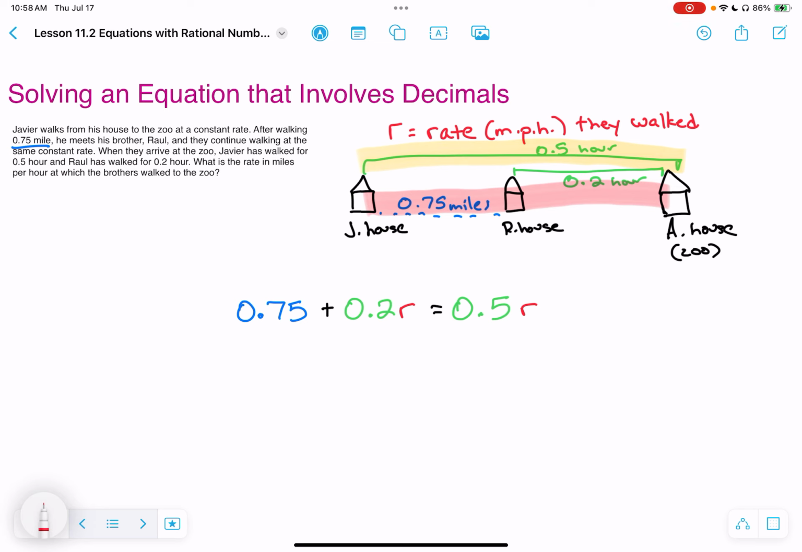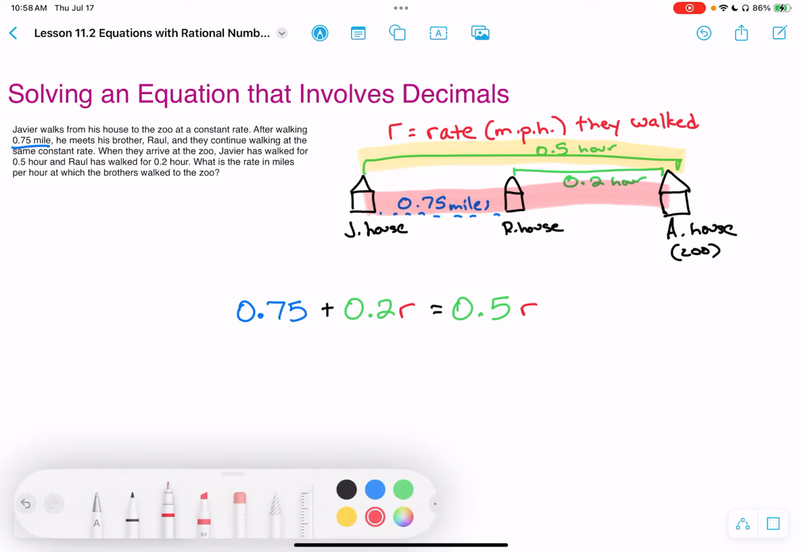So when we put the equal sign between them, one side of the equal sign has the 0.5 hours, and the other side has the 0.75 miles plus 0.2 hours. So that's why the 0.75 goes on Raul's side of the equation. Because to make the two lines equal, we have to include the 0.75 miles between Javier's house and Raul's house to make the distances equal. I hope that makes sense. It's why it's important to draw a diagram so that you can see what it takes for those two to be equal.